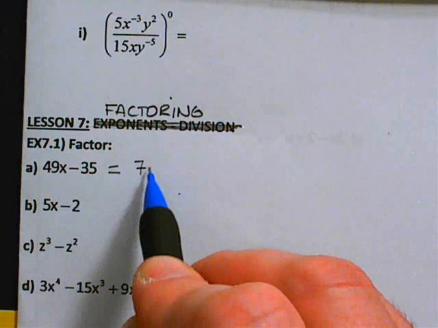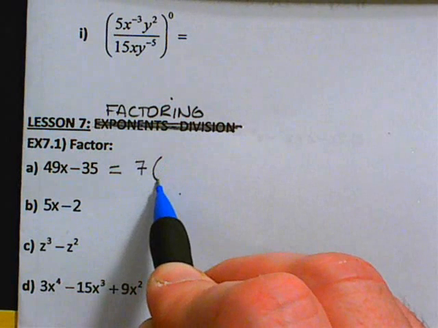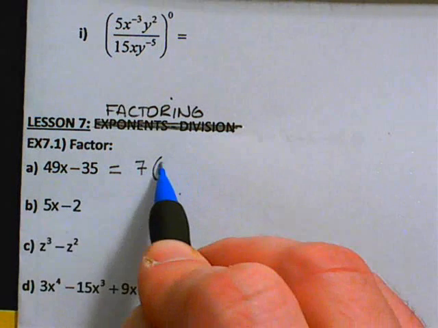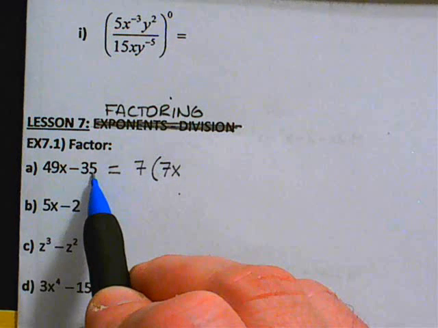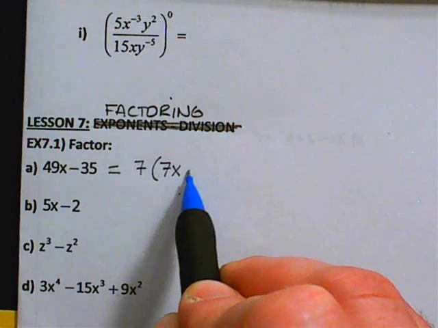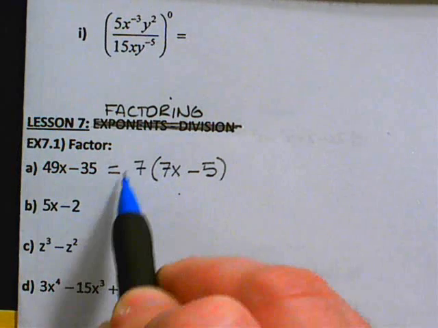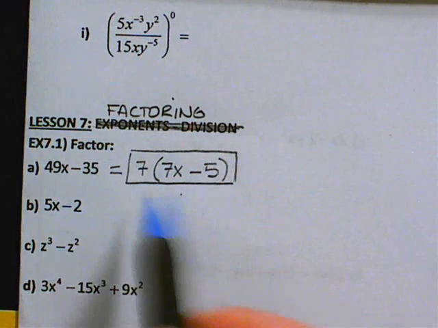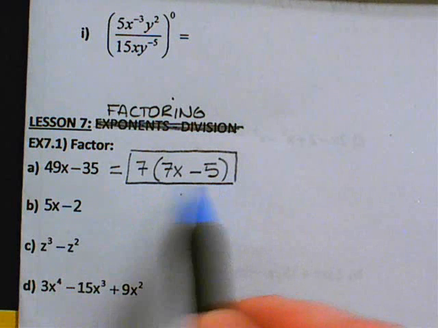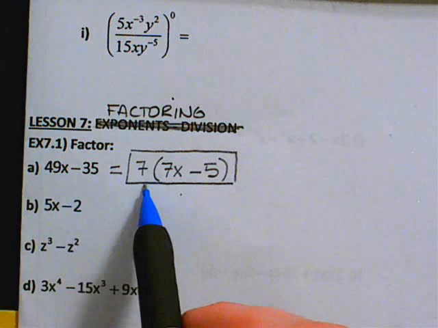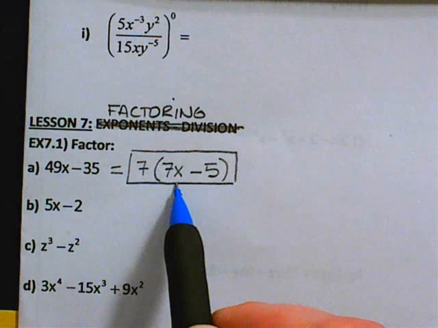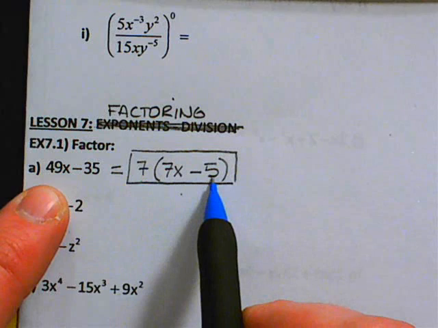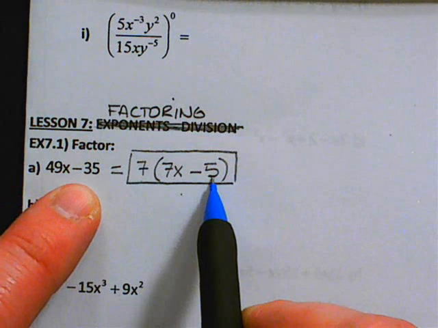So now I open parentheses. And now I'm going to perform division. 49x divided by 7 is 7x. And negative 35 divided by 7 is negative 5. The cool thing about factoring is that once you have your answer, if you multiply it back in, you should get the original problem, such as 7 times 7x is 49x, which is our first term, and then 7 times negative 5 is negative 35, like our second term here. So you can see that we did the factorization correctly.